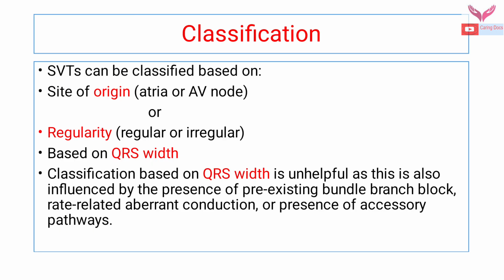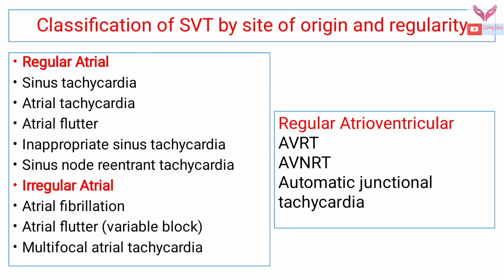SVT can be classified based on the site of origin, that is whether it originates from the atria or the AV node, or based on regularity, whether they are regular or irregular, and thirdly based on the width of the QRS complexes. The classification based on QRS width is unhelpful, as this is also influenced by the presence of pre-existing bundle branch block, rate related aberrant conduction, or presence of accessory pathways. So the classification of supraventricular tachycardia is by the site of origin and regularity.